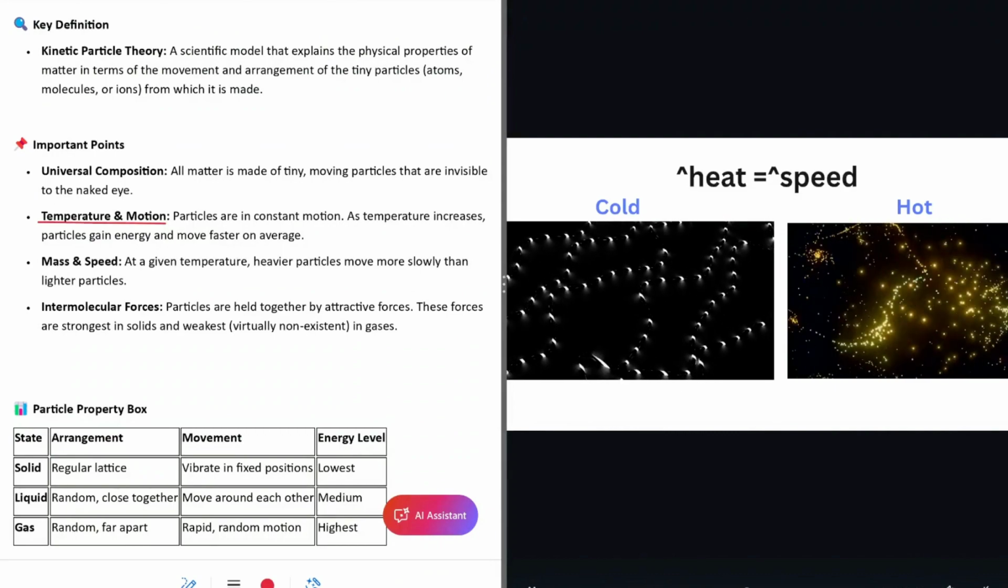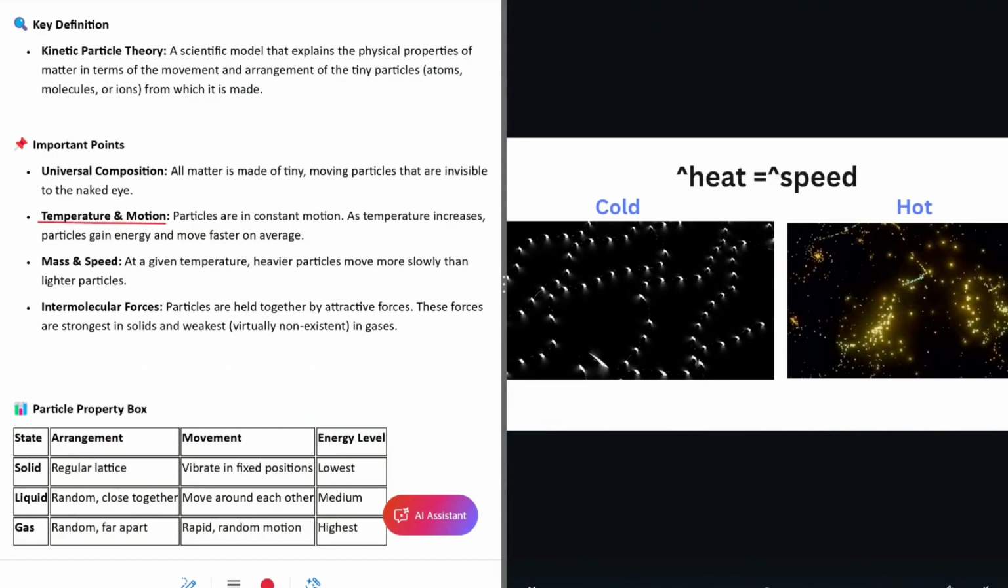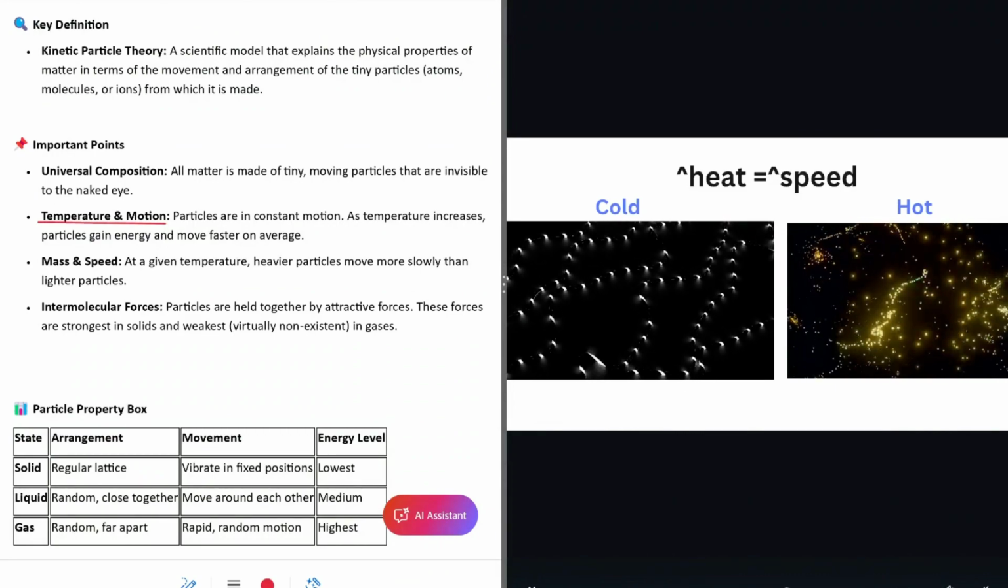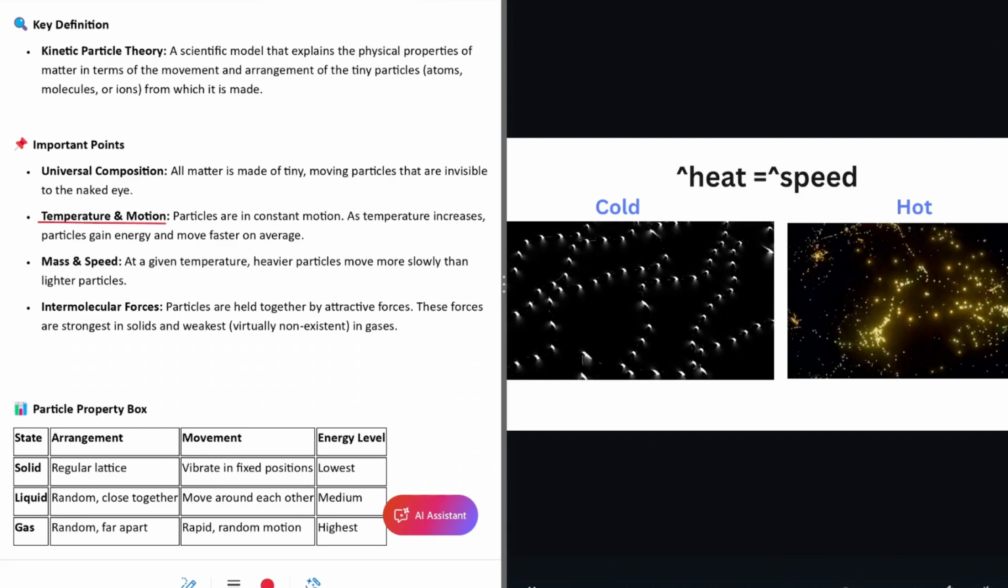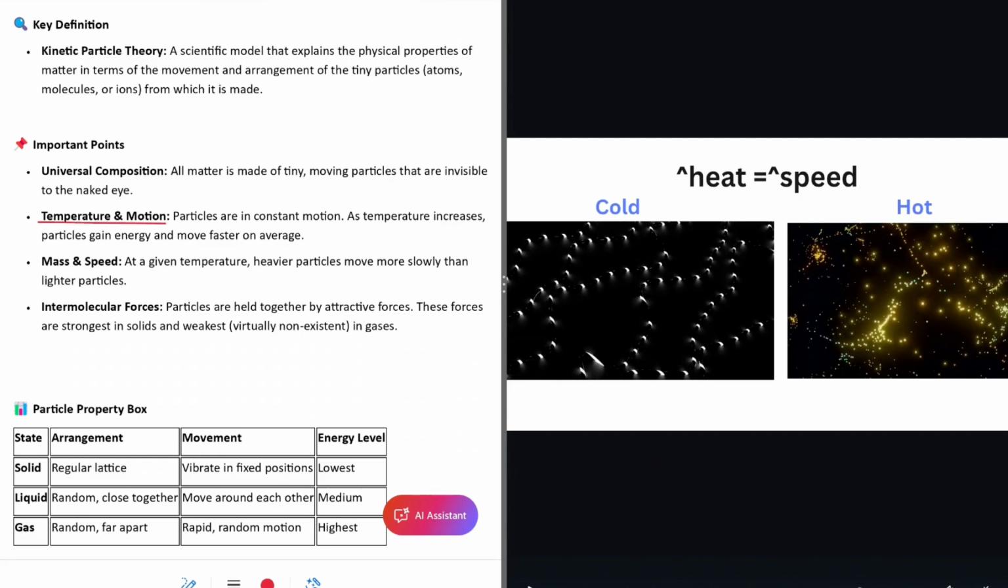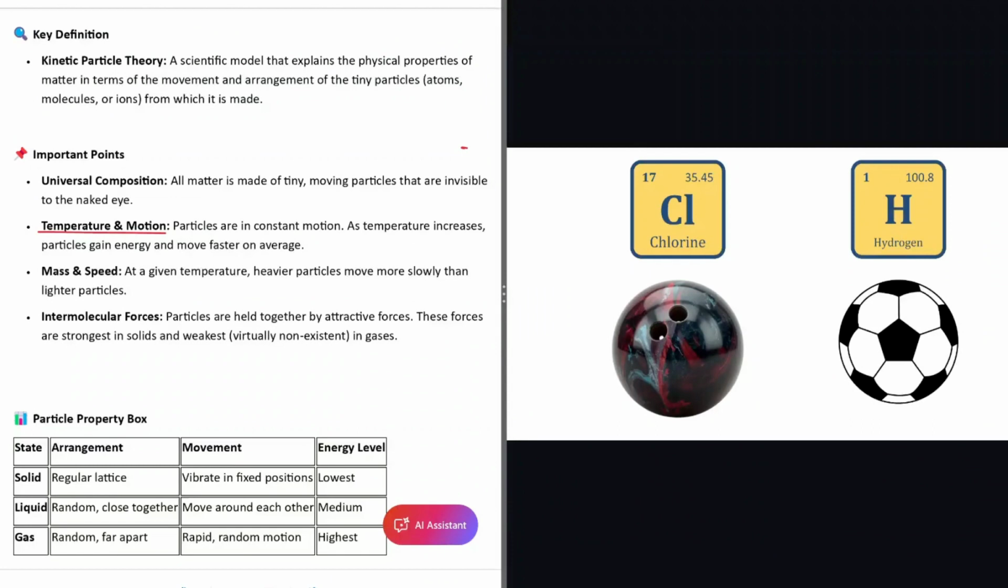Now look at point 2, temperature. Think of heat like a battery for particles. When you turn up the heat, the particles get a burst of kinetic energy and start moving faster. Hotter equals faster.